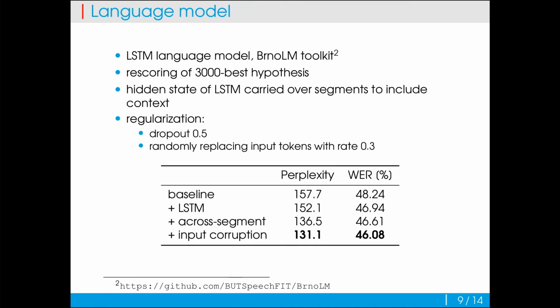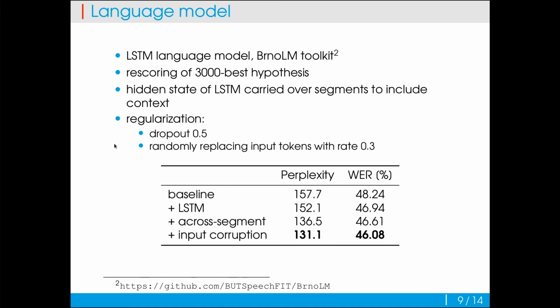Next area of our explorations was language modeling. The baseline system used a trigram language model, which we interpolated with an LSTM language model. We used this model to rescore N-best hypotheses with N equal to 3000. And apart from this classic NN-based language model, we introduced two other improvements. First, since we have the entire sessions available, we thought that it might be useful to include the context of the conversation. So we transferred the hidden state of the LSTM over the segments.